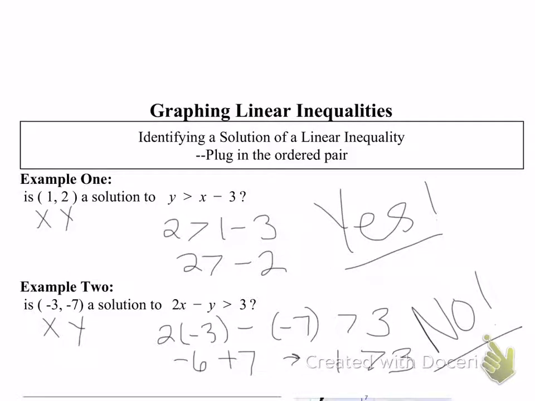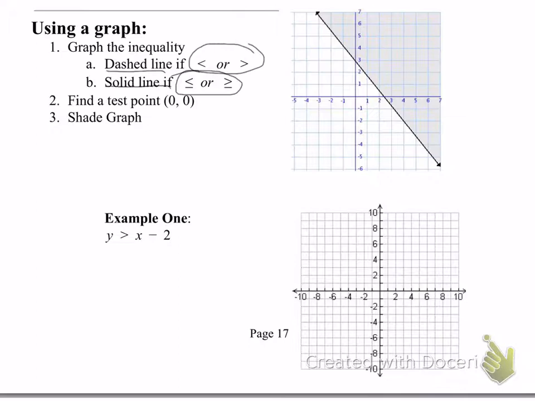So that's kind of similar to what we've done before, is just seeing if it's true or false. And that determines if it's a solution or not. So let's keep going. Let's graph some inequalities. So the biggest thing I want you guys to see is this is your example. So you got some steps. You got to graph the inequality. You got to tell me if it's dashed or solid.